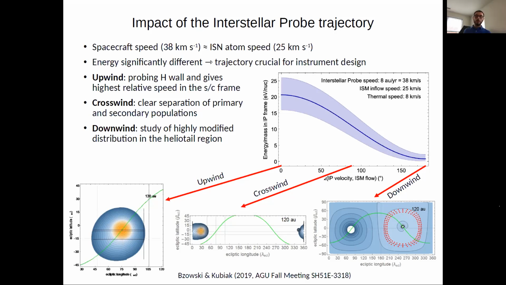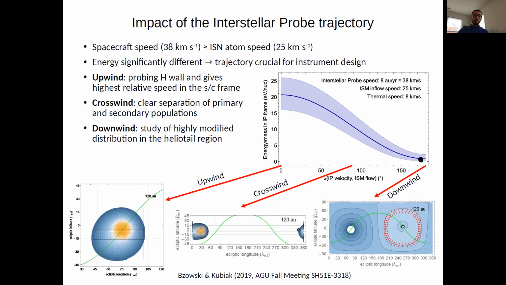So the energy or the angle we are looking at will be covered slightly later. But here I want to point out that regardless of whether we are going upwind, crosswind, or downwind, we should be able to see something interesting. Of course, the energy, as you can see on this panel, is different for upwind, crosswind, and downwind. This is something that we should know upfront before making the instrument design, as the way we observe may be slightly different. We may optimize our instrument differently. But what is also important is that we can observe different things and still it will be something interesting.